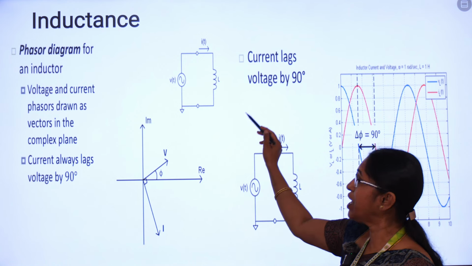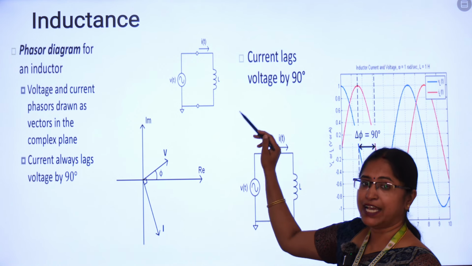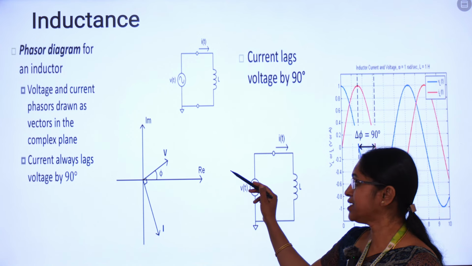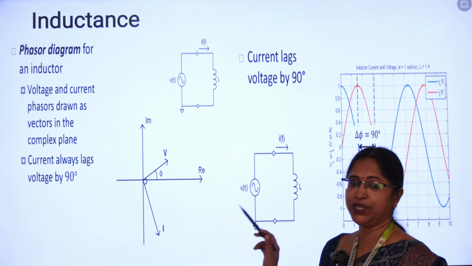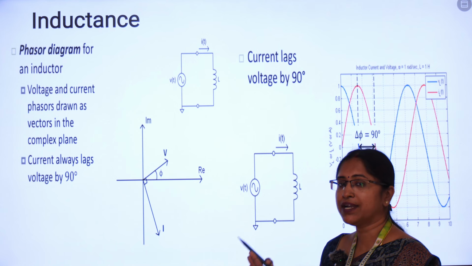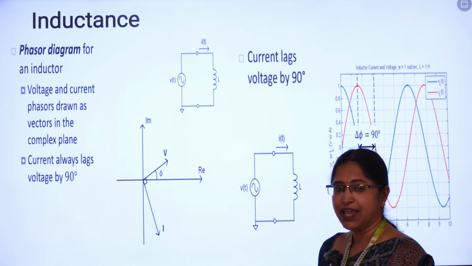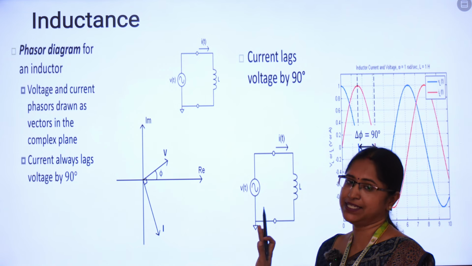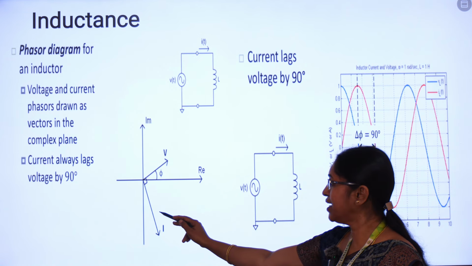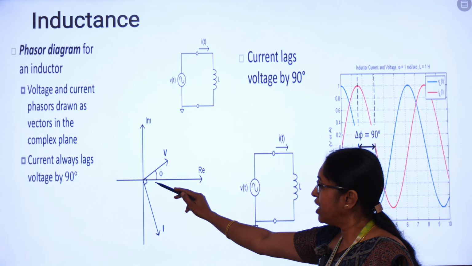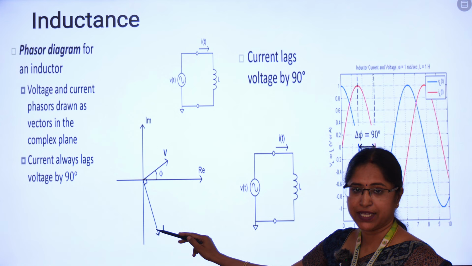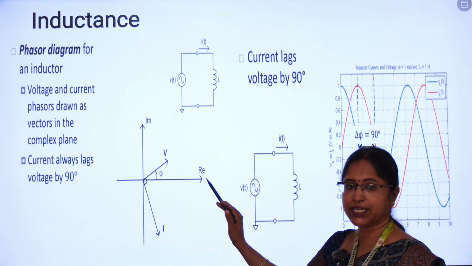In this circuit, we have only inductance. That means there is a phase shift of 90 degrees between your voltage and current. And when you have an inductance, your current is always lagging. Since it's a pure inductance circuit, it will be lagging by 90 degrees. So you can see this phasor diagram. Your voltage is here and your current lags exactly 90 degrees with respect to your voltage, because it is a pure inductive circuit.